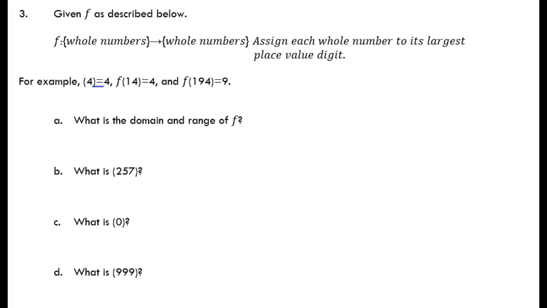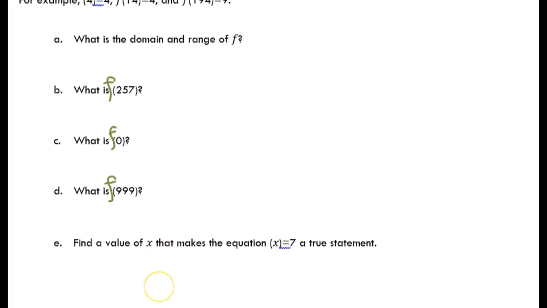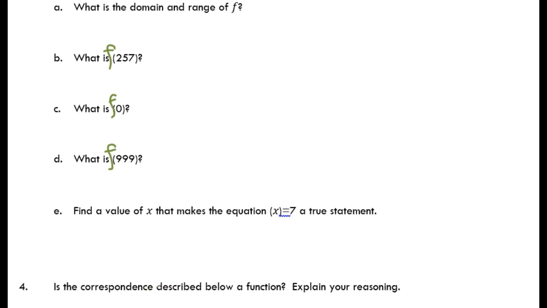All right, moving to the back, number 3. There's a few things in here we've got to fix. First of all, parts B, C, D should all have an f of in them. And I think even further below, this is supposed to be f of x equals 7.